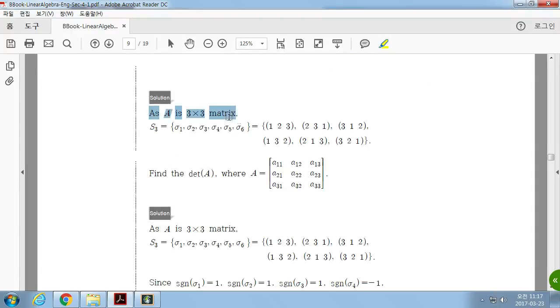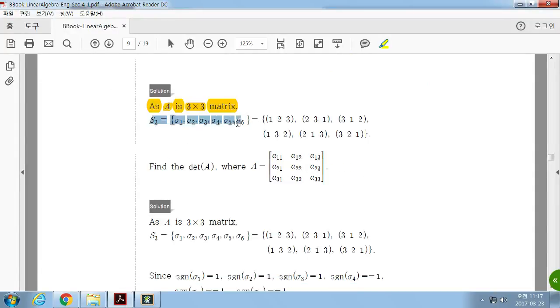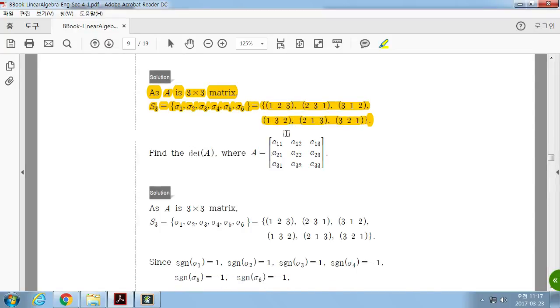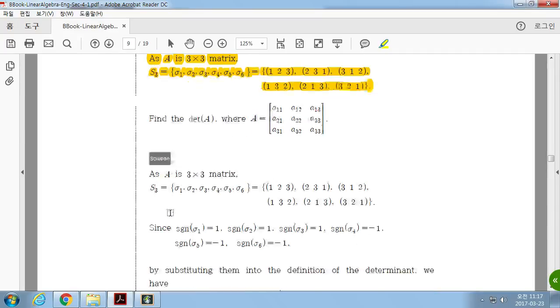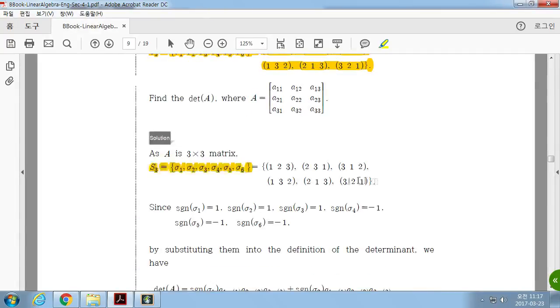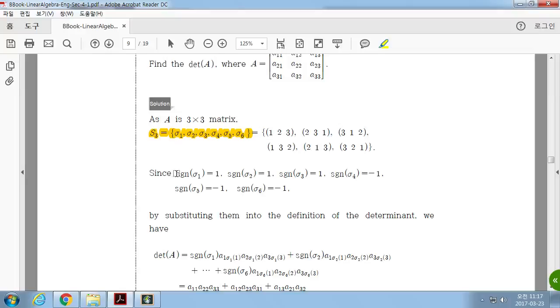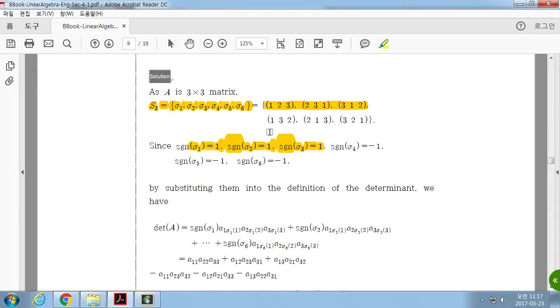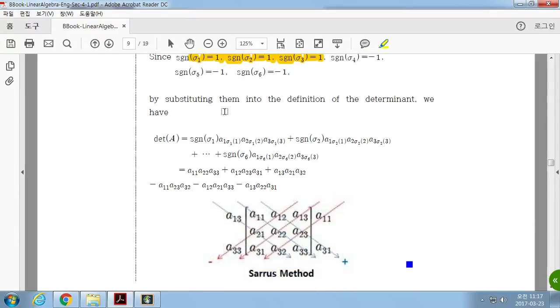For us, if it's a 3 by 3 matrix, how many permutations do we have on S3? 3 factorial, which is 6. Then what's the determinant? We have S3 like this, and we know the first 3 are even permutations, and the last 3 are odd permutations. So the corresponding signatures are like this. By substituting them into the definition of the determinant, then we have what?